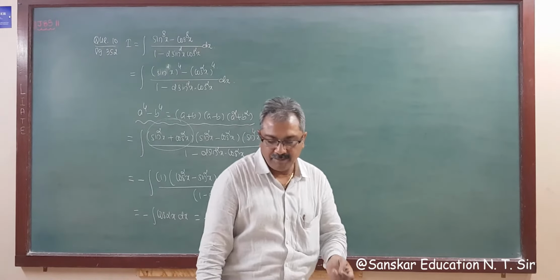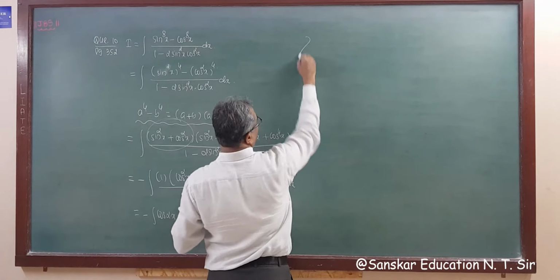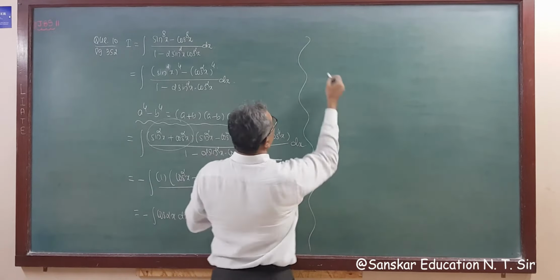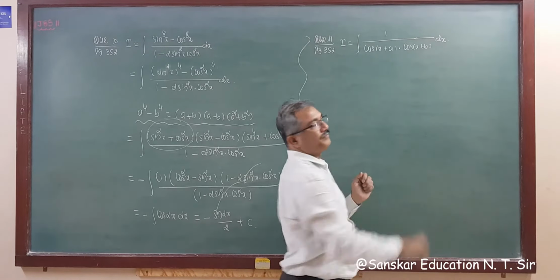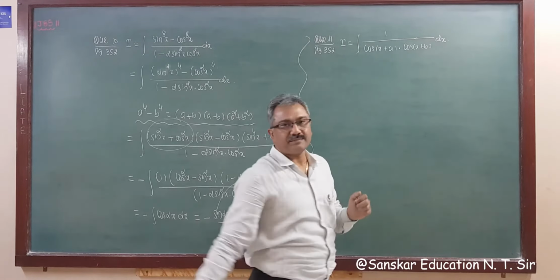Now question number 11 is also a nice question. So I am writing here because there is space. Question number 11, page 352. I is equal to integration 1 upon cos x plus a into cos x plus b dx, right? While we are starting this chapter of integration, in the beginning we get a question like this.